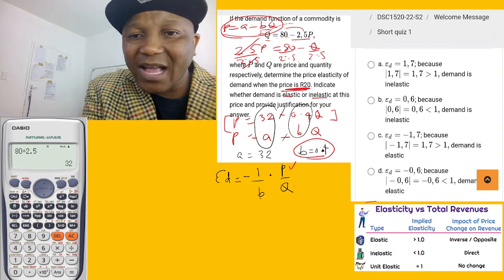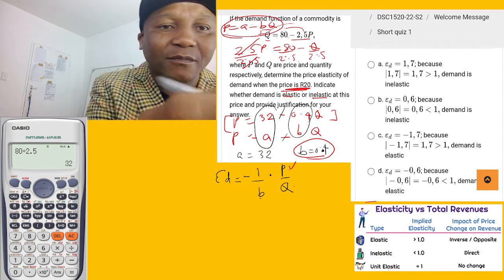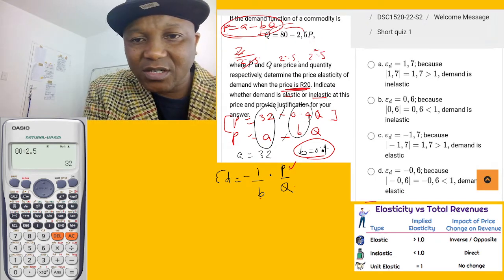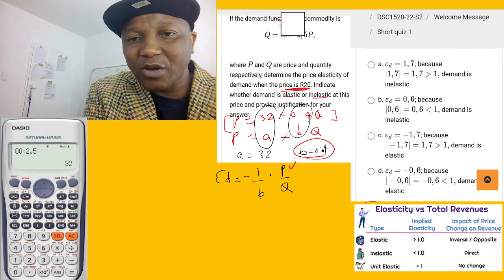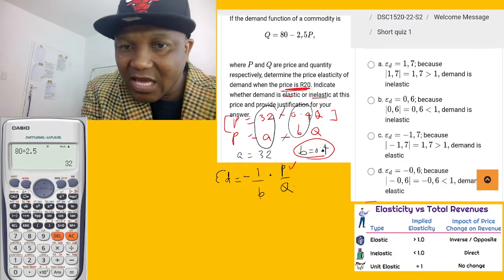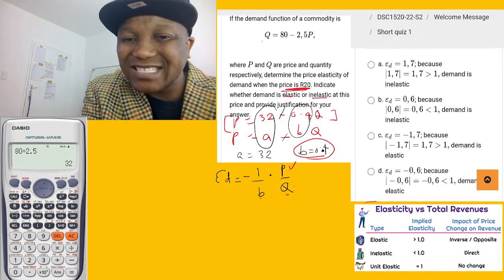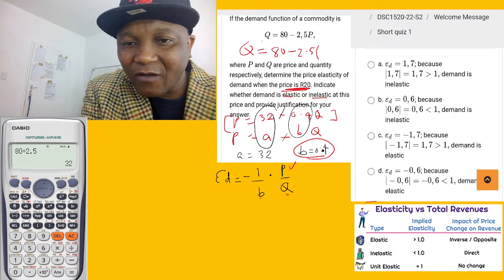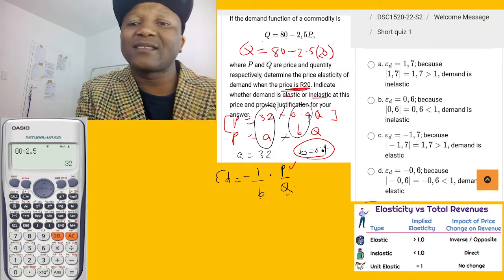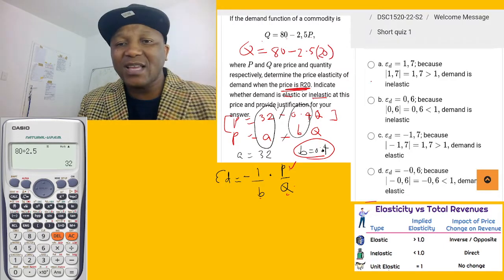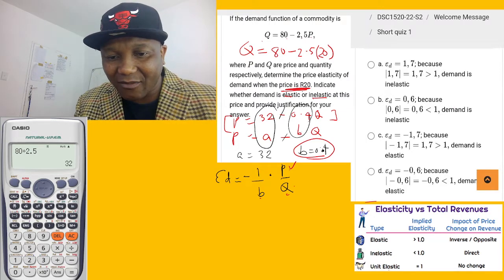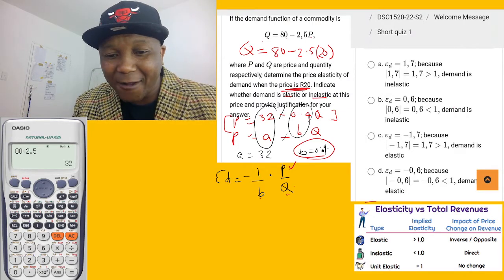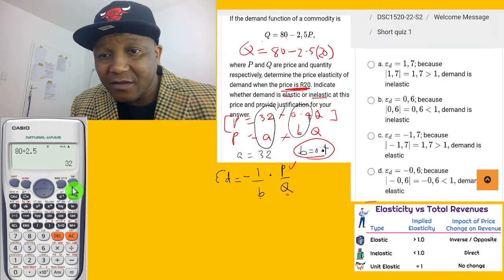For us to get Q, come back to the original equation. The only thing we do not have is Q, because we want the value of Q. So Q equals 80 minus 2.5P, and the value of P is 20, the one they have given to us. So 80 minus 2.5 times 20. Plug it in the calculator and see which value it is.